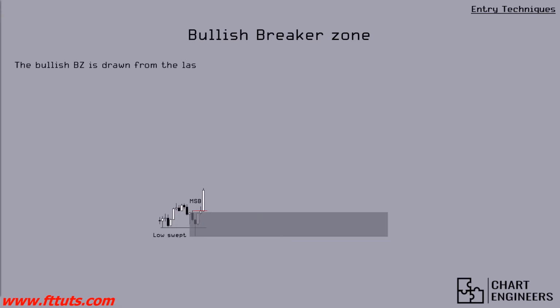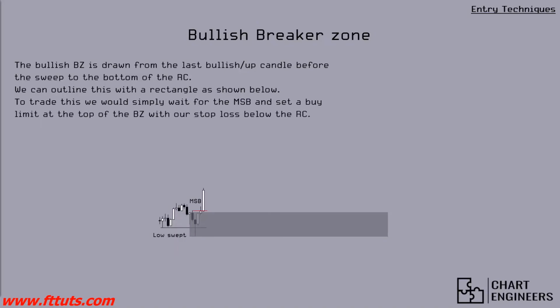So the way we draw it is going to be from the last bullish / up candle or our breaker before the sweep to the bottom of the red candle. And then as you see, this is how we would mark it out. And to trade it, all we would do is wait for our market structure break and then set a buy limit at the top of the breaker zone with our stop loss below the red candle. So as we can see from the green and red, green is our entry and red is our stop loss. So now we just wait for the market to come back and come into our area.